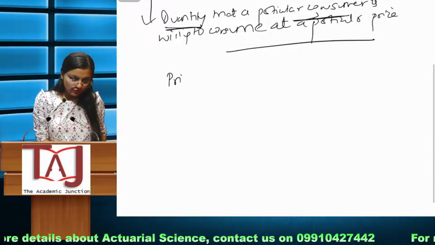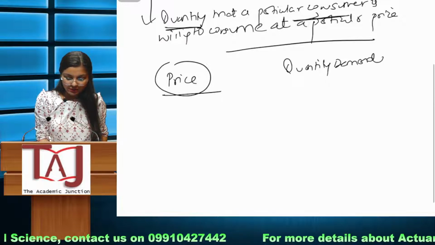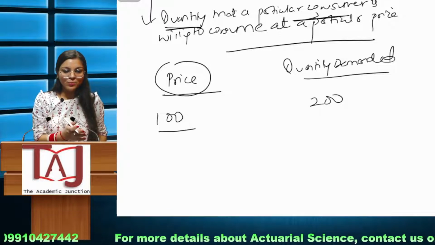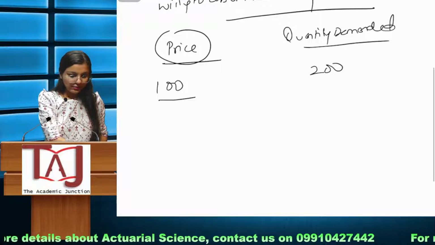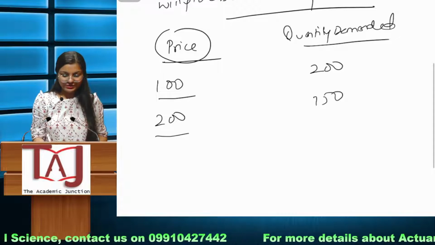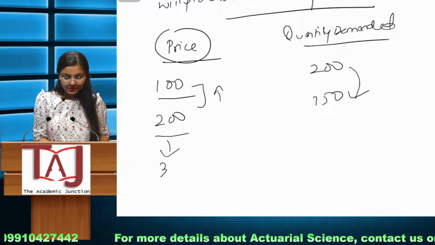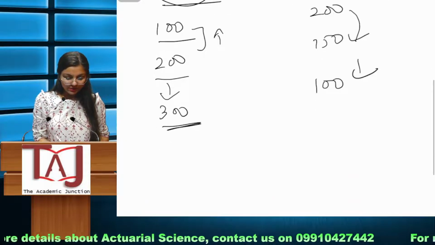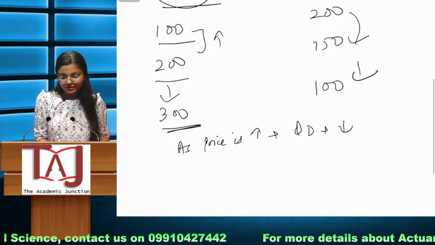Now let's suppose we have this two sections, price and then another section is quantity demanded. At a price of 100, quantity demanded is 200. Matlab, when the price of a particular good is 100, you are ready to consume 200 units of that good. When the price is 200, you are ready to consume only 150 units. There is a drop in quantity demanded because of increase in price. If the price rises further to 300, your quantity demanded has fallen further to 100. So as price is rising, quantity demanded is falling.